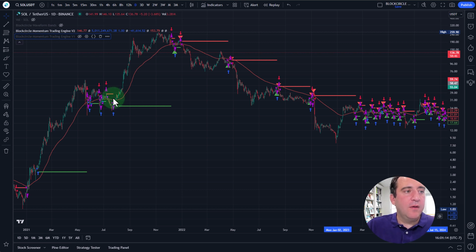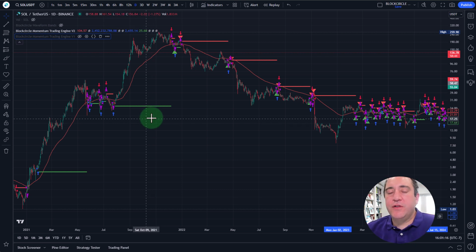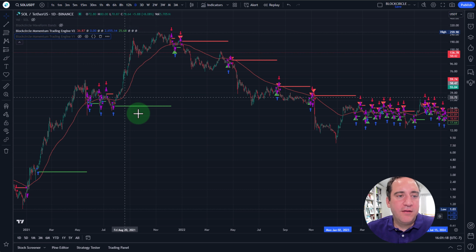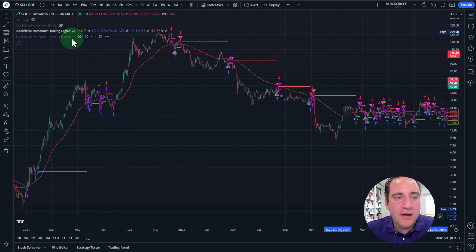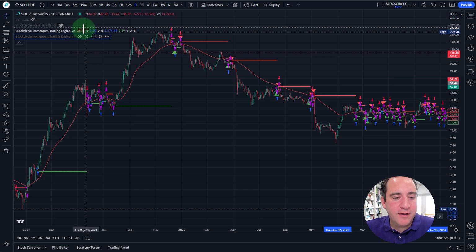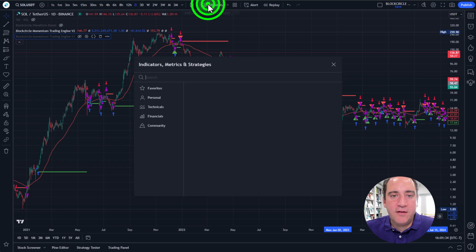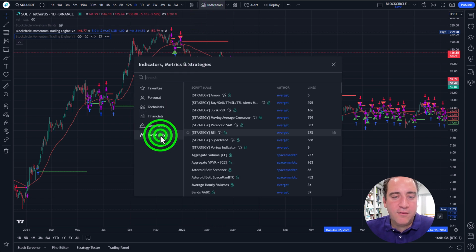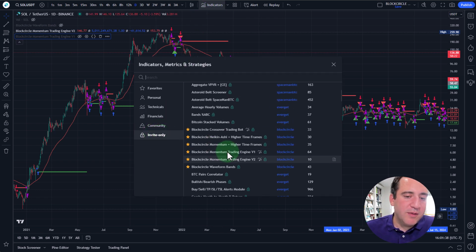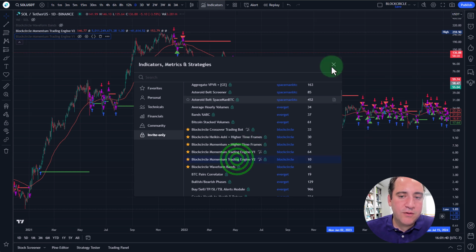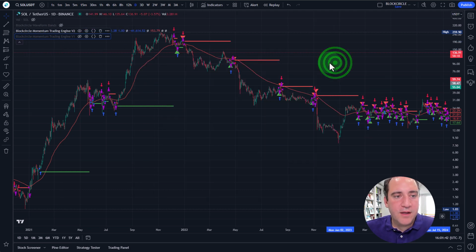So Momentum Trading Engine version 2 is a complete overhaul and upgrade from version 1. And how it works is right now I'm using Solana USDT for 1 day on Binance, using the default settings. And again, all I did to add it is I clicked indicators, invite only, go to Blockcircle Momentum Engine, Trading Engine version 2, click X, and then it'll be added. So that's how it works.